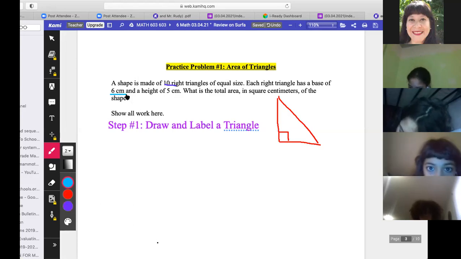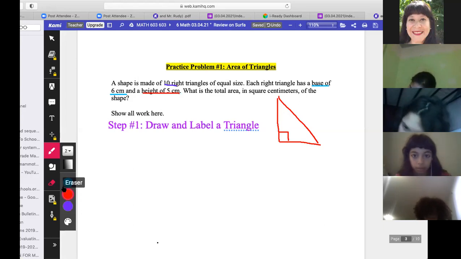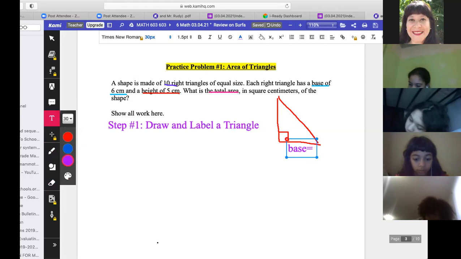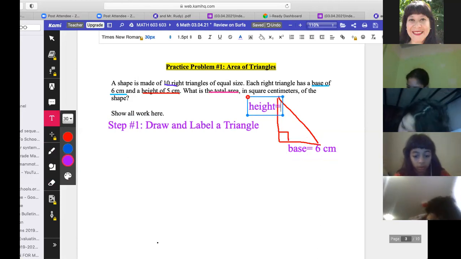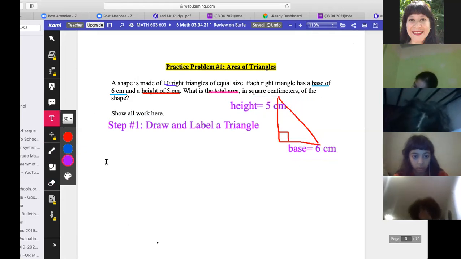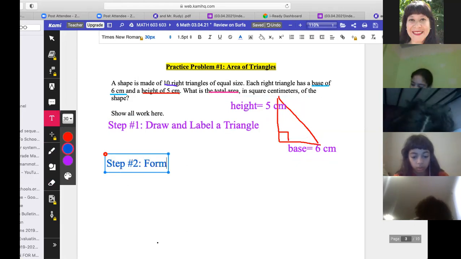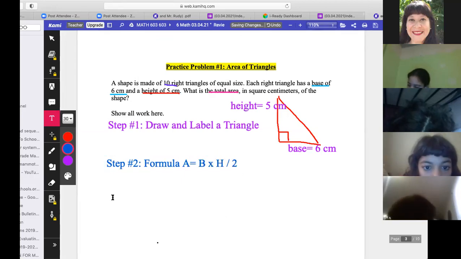So the first step is that we have to do the formula. So the formula is A equals B times H divided by 2. So the B equals base, and the H equals height. So the base is 6 centimeters and the height is 5 centimeters. Okay. So we drew the triangle, which now she says write the formula, right? Am I hearing you right? Yes, and the formula is A equals B times H divided by 2. Okay.